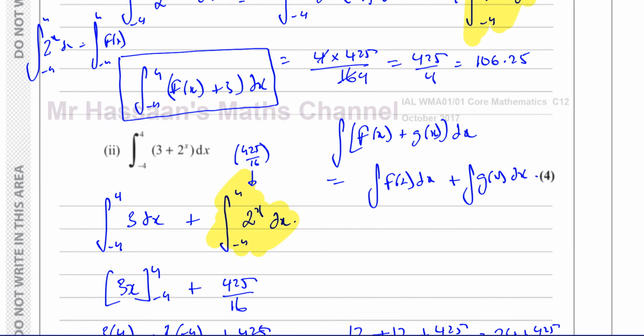You can take this and split it up into 2 parts. You have the integral of f of x plus the integral of 3 with respect to x between -4 and 4, and you split it up like that. So whatever you got for the first part, you add it to the integral of whatever's added to it when it's outside the function. This is f of x plus something.